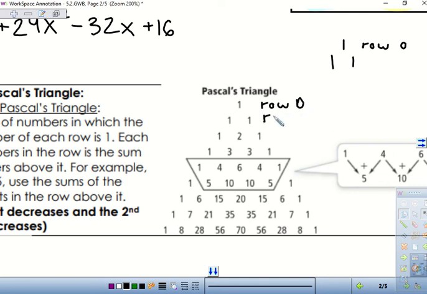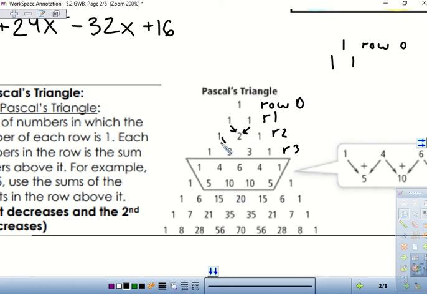This is row 1. And then row 2 and so on. So the row that you're in corresponds to the exponent that's on that binomial. Okay? So what you're going to notice is as Pascal's triangle goes down, there's always a 1 on the outer edge, and then we're adding these numbers together to get that next number.